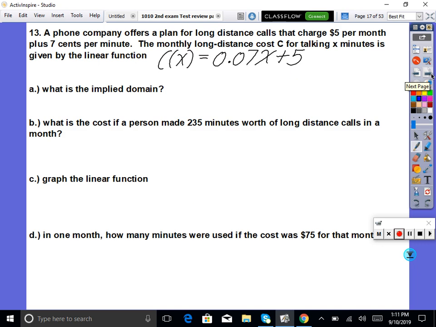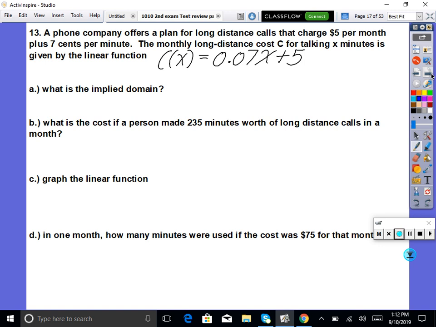Okay, let's read number 13. A phone company offers a plan for long-distance calls that charges $5 per month plus 7 cents per minute. The monthly long-distance cost, C, for talking x minutes, is given by the linear function. It doesn't give you the function. Cost is equal to 0.07x plus 5. It says, what is the implied domain?